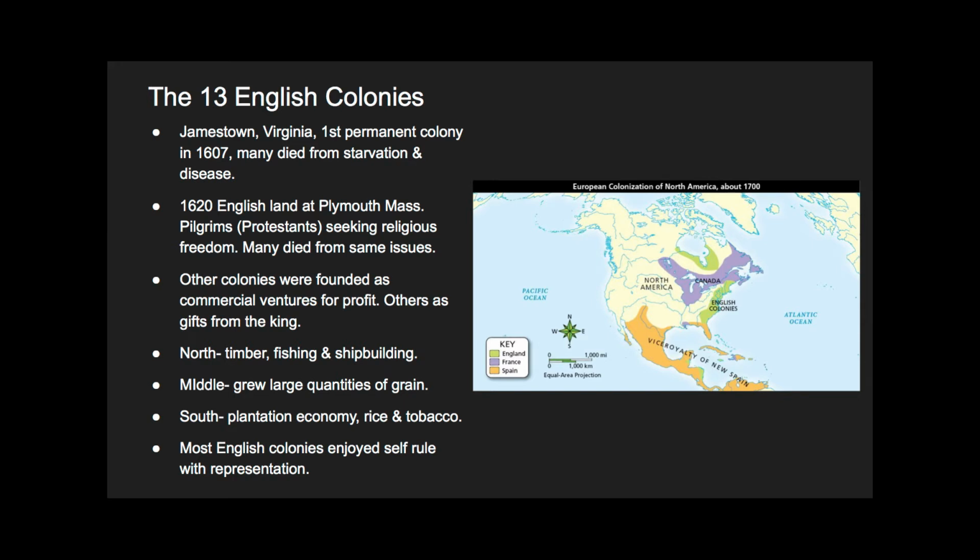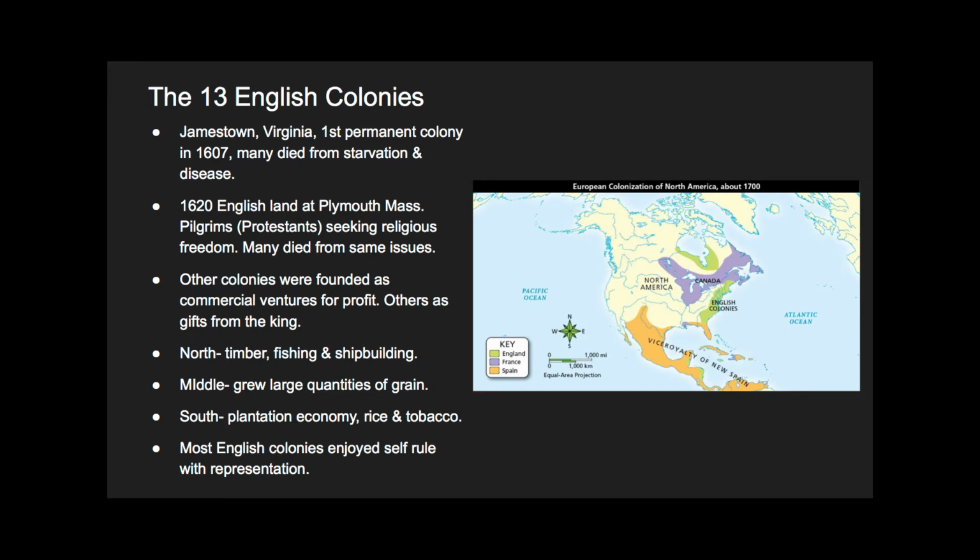Now, other colonies will be founded as commercial ventures for profits and others for gifts from the king. Some that we see are Massachusetts, Pennsylvania, and Maryland, which will be set up as havens for persecuted religious groups. We see that Virginia and New York are commercial ventures and organized for profit. Geographic conditions are obviously going to dictate how these commercial ventures profit, but also how economies will be established depending on the climate in which these colonies are in. So geographic conditions will shape the life of the New England, middle, and southern colonies.